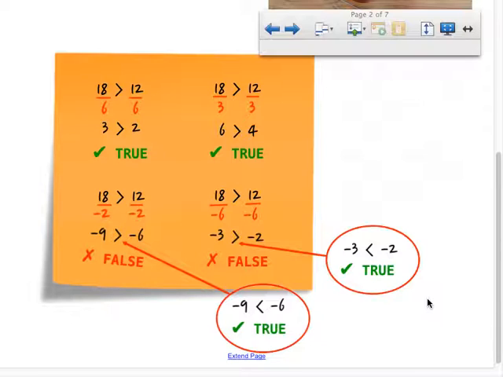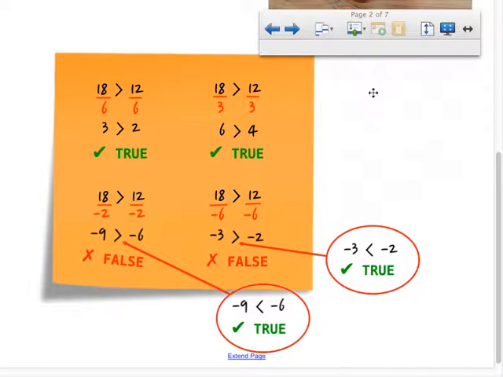So if we multiply or divide by a number, if it is a negative number, I have to change the inequality. If it isn't a negative number, I don't have to change it. It'll still be true. Do you understand?